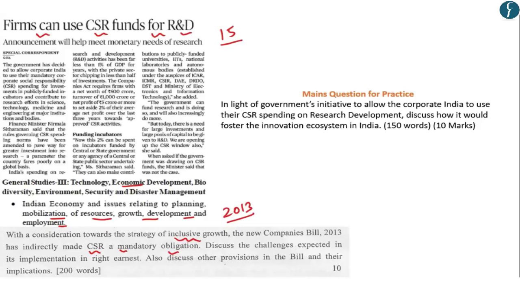Now you may use this article for a mains practice question as well. In light of government's initiative to allow corporate India to use CSR spending on research and development, discuss how it would foster innovation ecosystem in India. You are expected to answer in 150 words, and this question is of 10 marks.